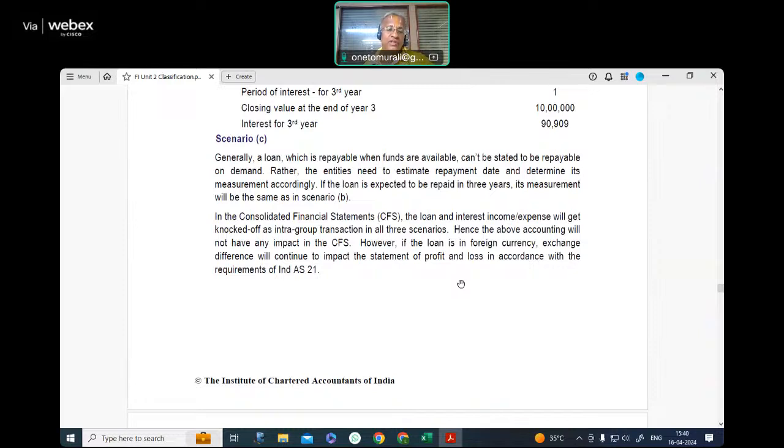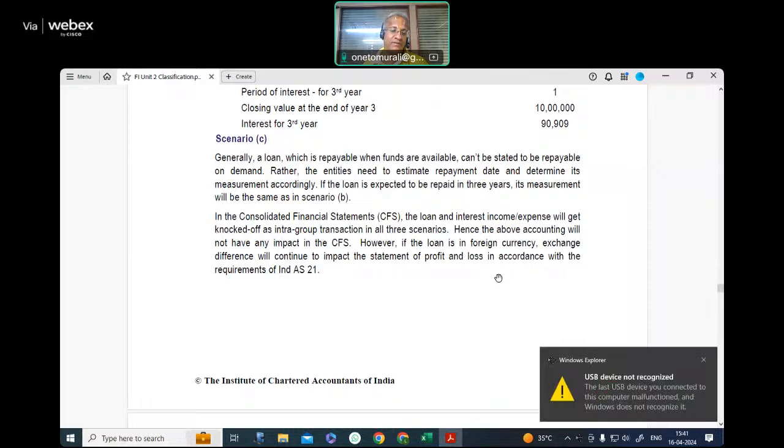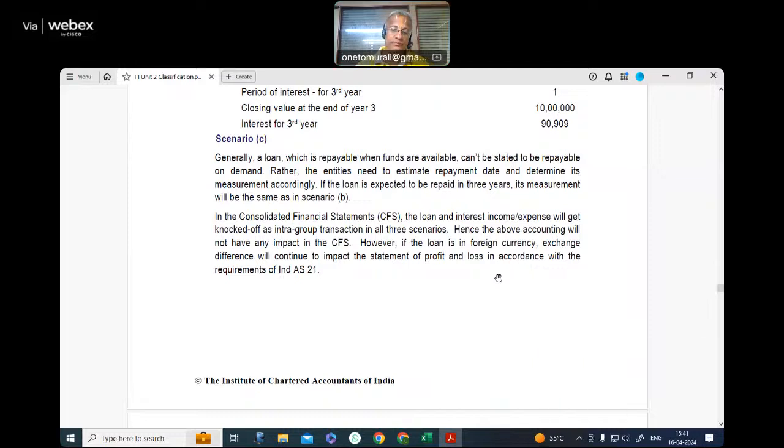In the consolidated financial statements, the loan interest expenses will be knocked off as an intra-group transaction in all 3 scenarios. Hence, the above accounting change will not have any impact in CFS. However, if the loan is in foreign currency, the exchange difference will continue to impact the statement of profit and loss in accordance with the requirements of Ind AS 21. Just to remind, if there were changes in the exchange rate, that will affect the profit and loss account, is what they are stating. Okay. Now let us take up the next one.